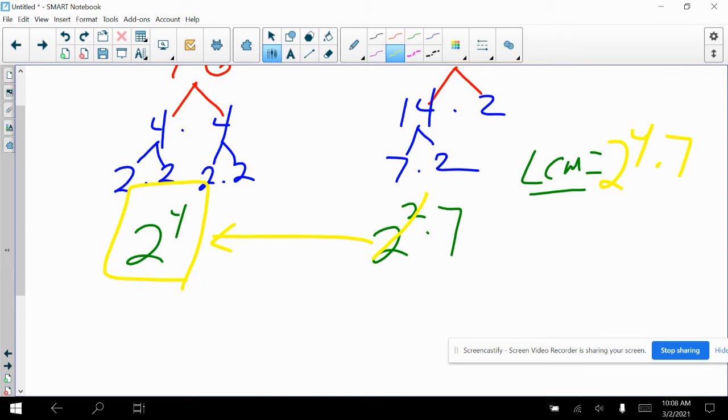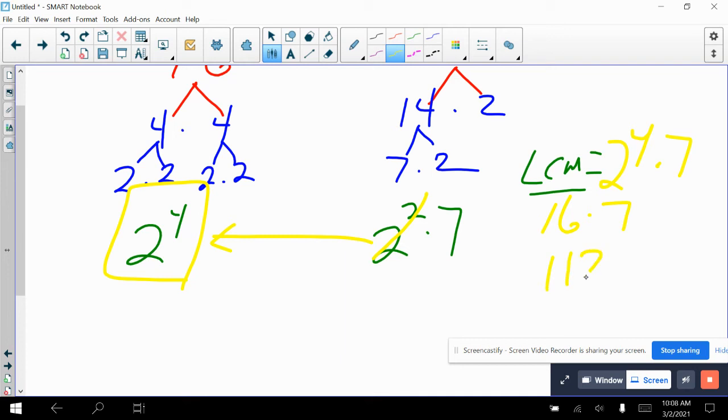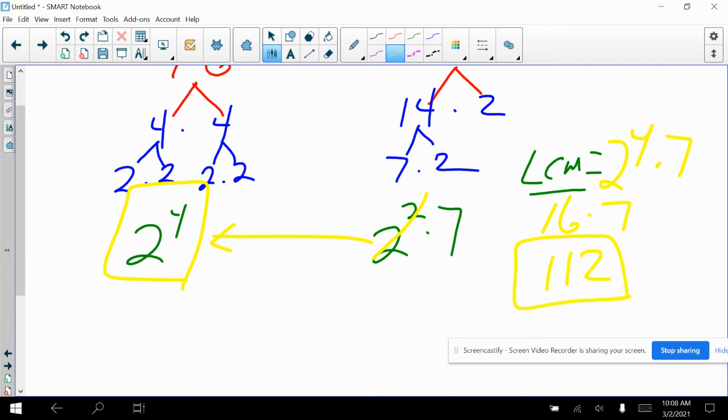What's 2 to the 4th? 16 times 7. 112 is the LCM. Now, can you use your Desmos calculator to multiply these numbers? Yeah, I don't care. It's fine. I want you to get it right. So 2 times 2 times 2 times 2 times 7. Let the calculator do that. It's fine.